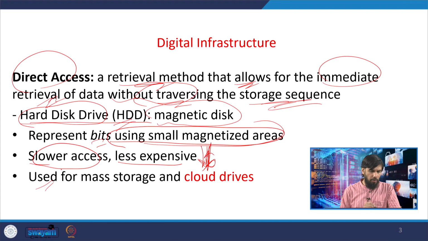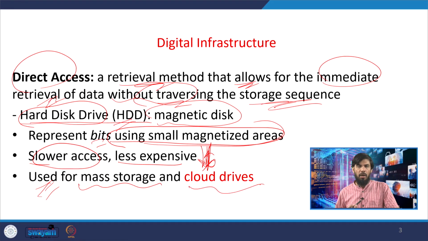But typically when we talk about the HDD or hard disk drive, it is typically used for mass storage and cloud drives. There are lots of cloud vendors, and they have to serve so many users, and they give so much free storage to us also. For example, Google gives 15 GB in a free account. Similarly for OneDrive, for Dropbox and many other cloud vendors. So they give us cloud drives free; the basic account also gives us free storage.